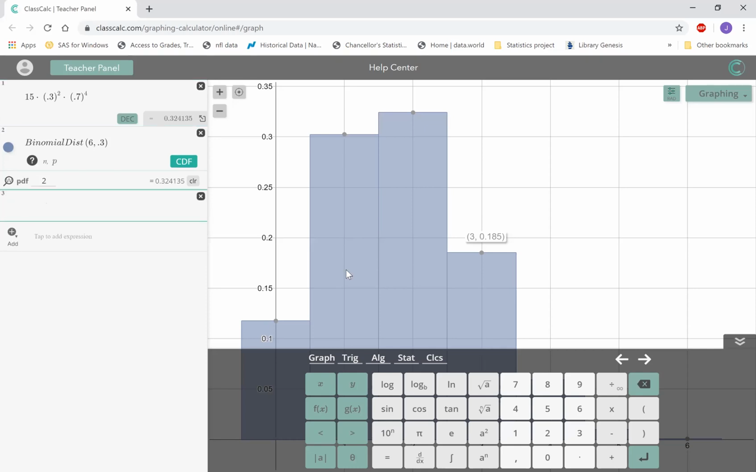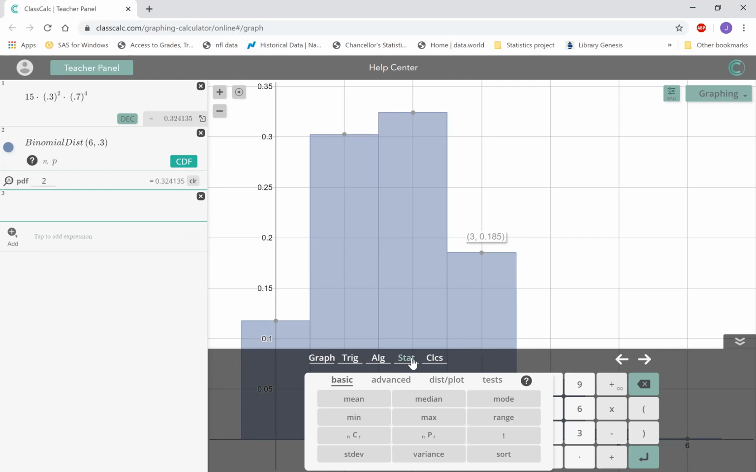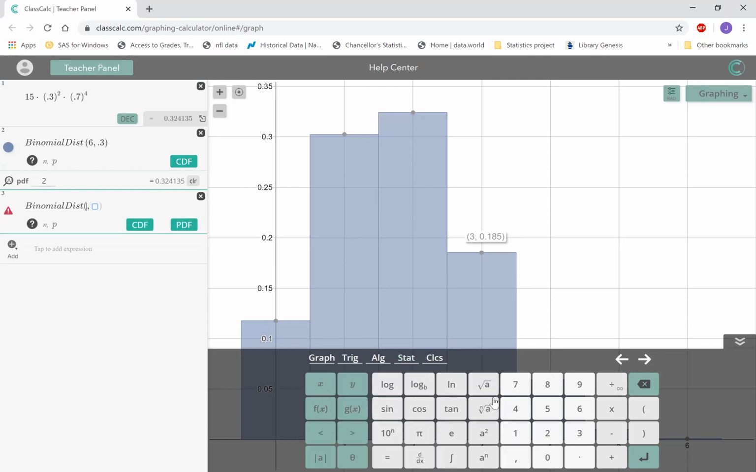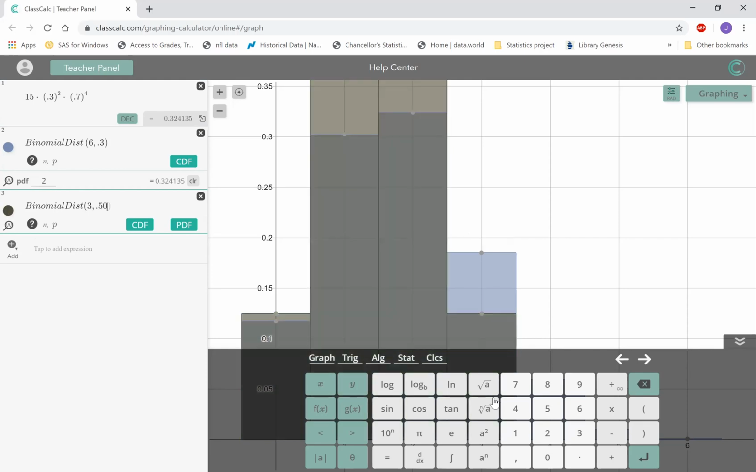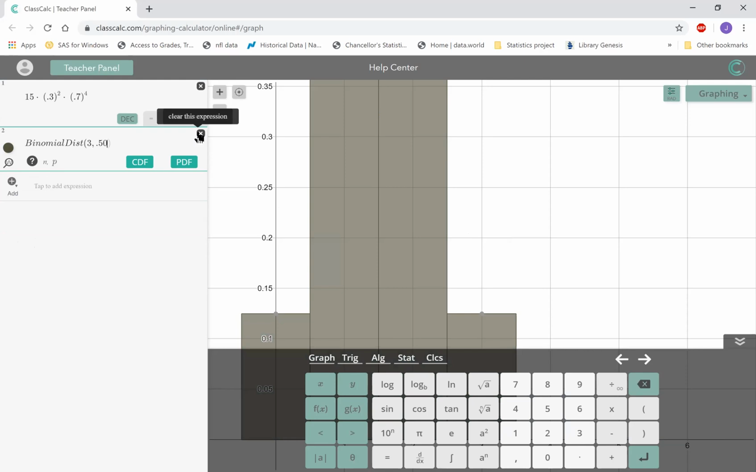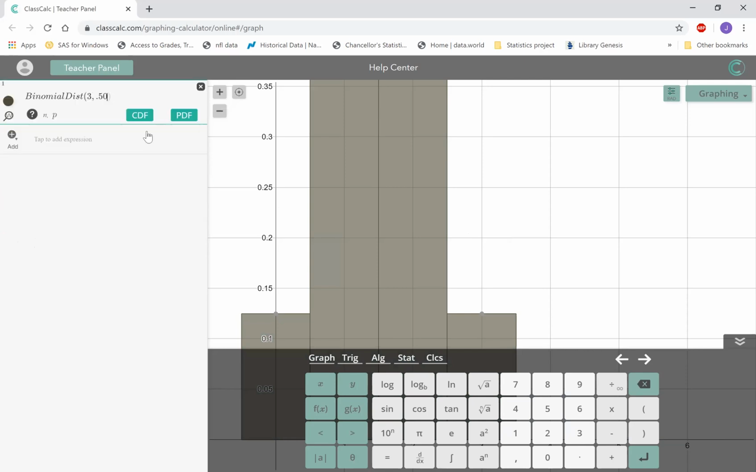All right, so once again, we're going to go to binomial distribution. So we're going to go to stats. You're going to go to distribution / plots. And you're going to go right here where it says binomial - distribution. All right, so in this case, what's my N? Well, my N is 3. P is 0.50.